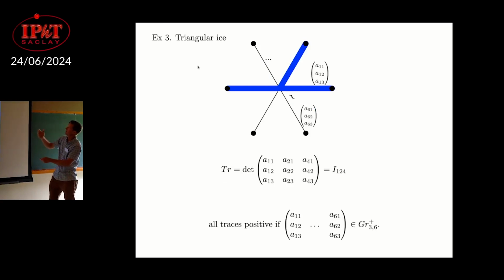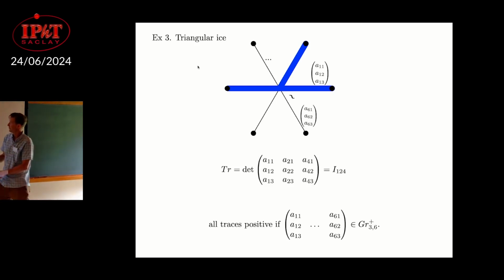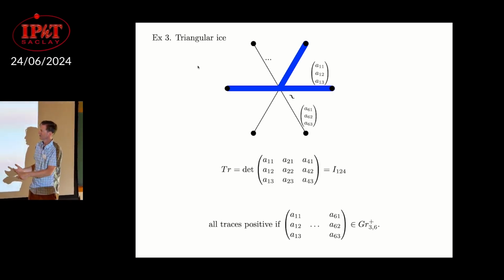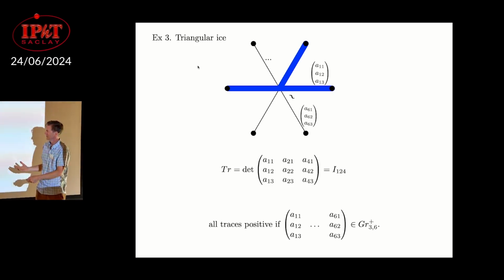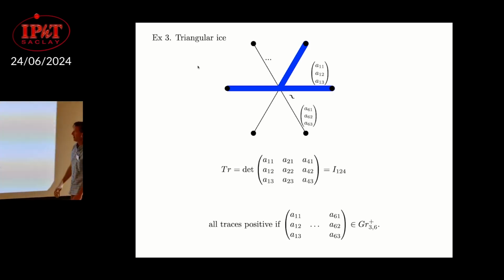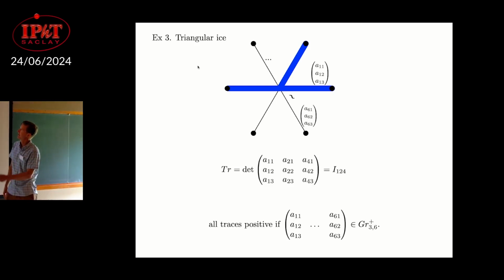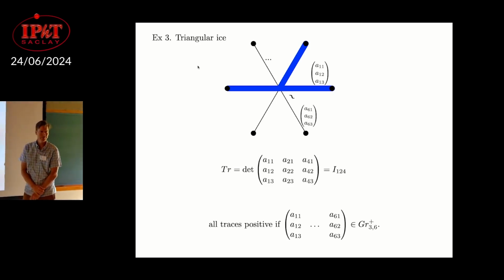And yeah, you can play the same game with the triangular ice, but now the Grassmannian is GR36. For every Grassmannian, there's this notion of what it means to have a totally positive Grassmannian, which just means all the Plücker coordinates, all the maximal minors, are positive, or at least non-negative, that we care about. Does that make sense?